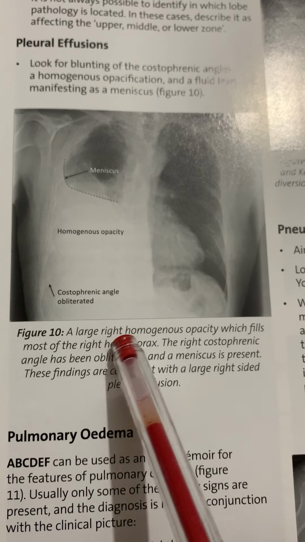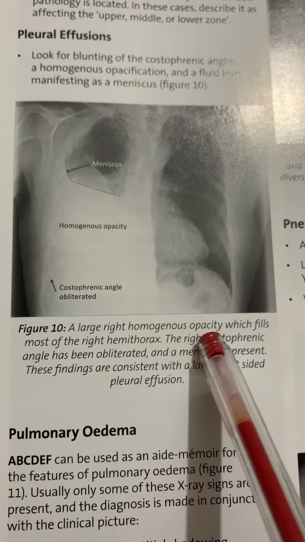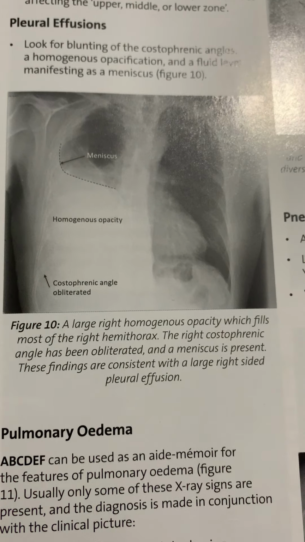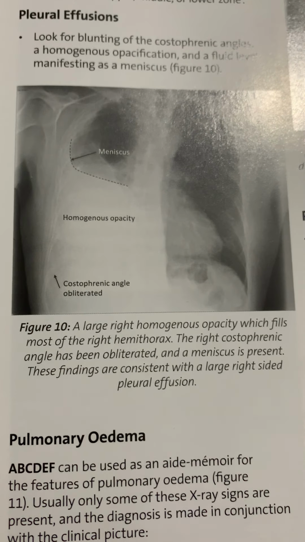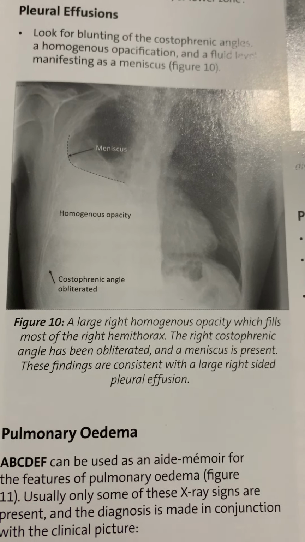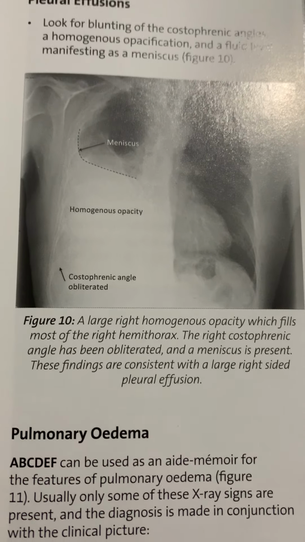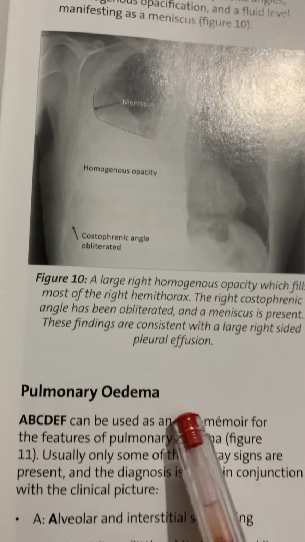In this case, a large right homogeneous opacity fills most of the right hemithorax. The right costophrenic angle has been obliterated and a meniscus is present. These findings are consistent with a large right-sided pleural effusion.